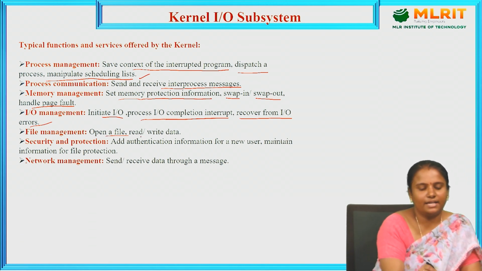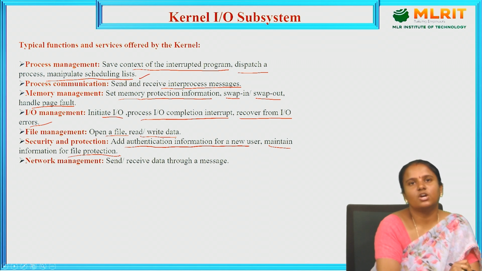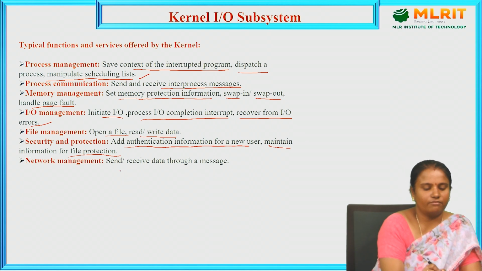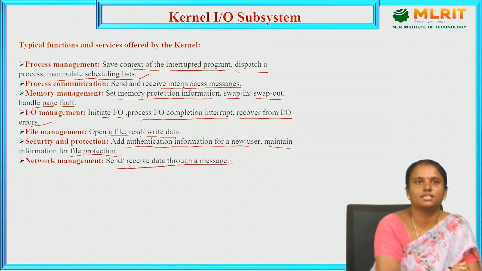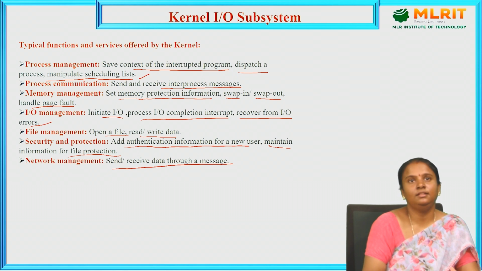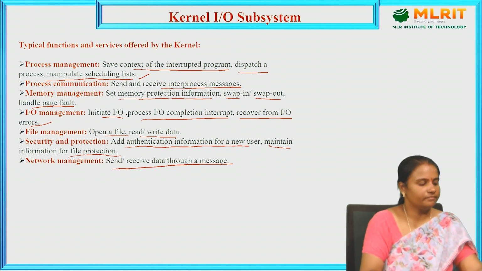File management: opening, reading and writing data. Security and protection: add authentication information for a new user and maintain information for protecting the files. So, you are giving access to new users and keeping the information safe. Network management: sending and receiving data through messages. These are the different functions and services provided by this kernel.